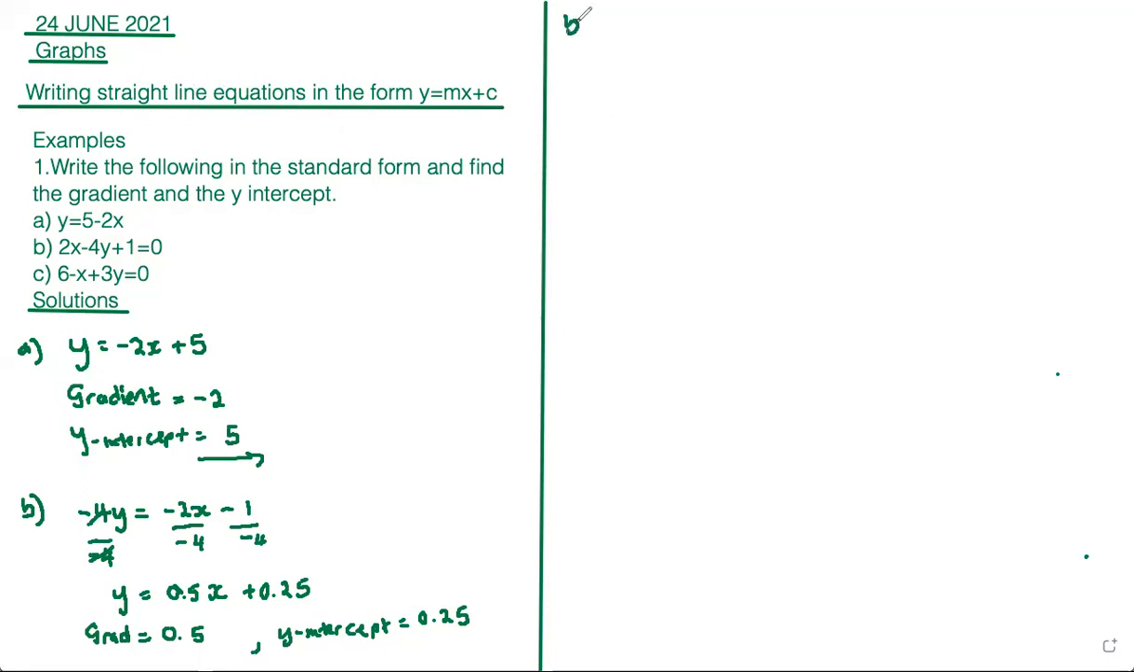Okay, so part C. We are saying 6 minus x plus 3y is equal to 0. Again, we just make y the subject of the formula. So it's going to be 3y is equal to x minus 6. When this one goes there, it becomes positive. This one goes there, it becomes a minus. Then you divide by 3 throughout.